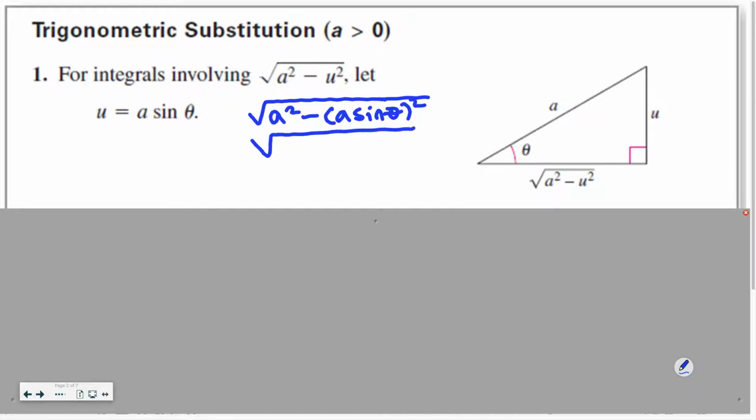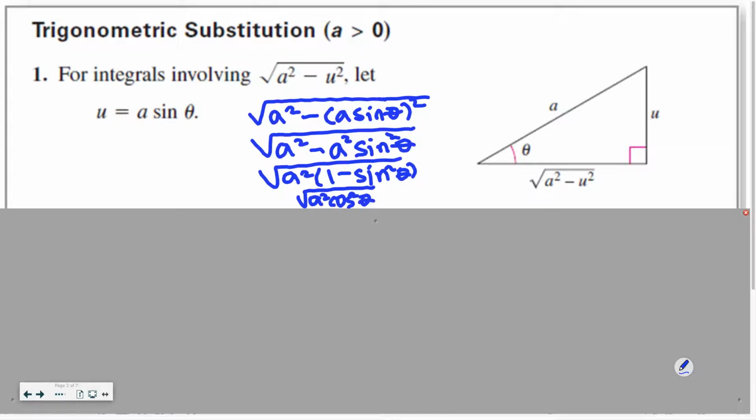We would get the square root of a squared minus a squared sine squared. And what would we be able to do? We would be able to factor out an a squared. And then what is the equivalent of 1 minus sine squared? We would have a squared cosine squared. And then what happens? Poof. We have no more radical. I meant to do that. A cosine theta. Working perfectly.